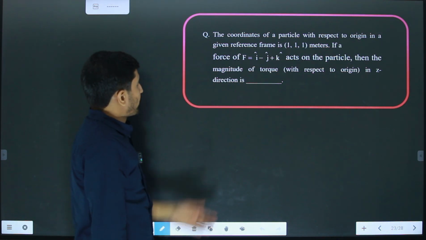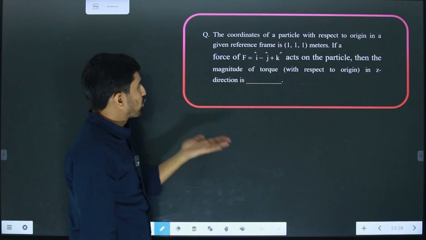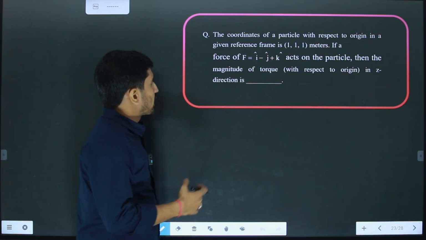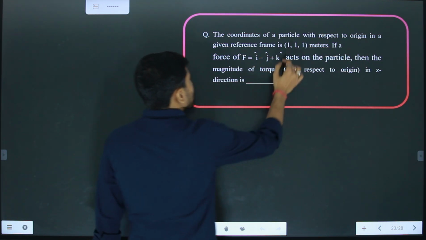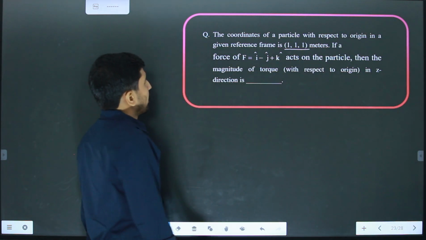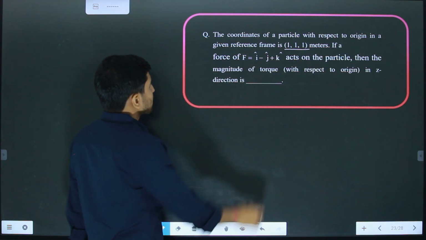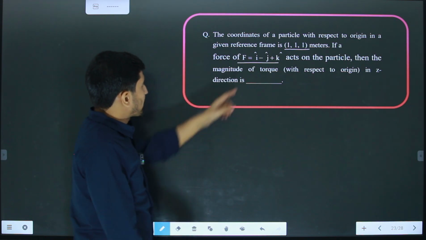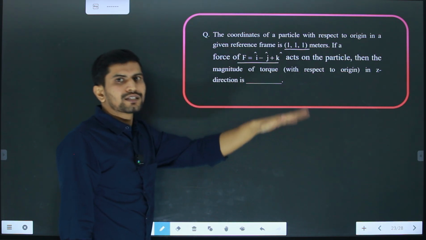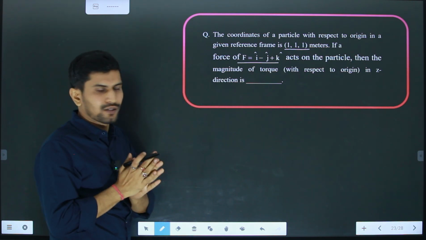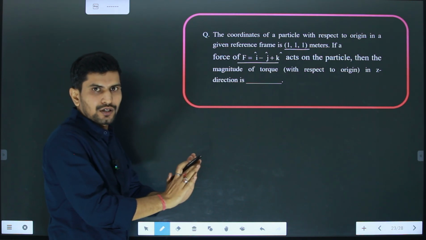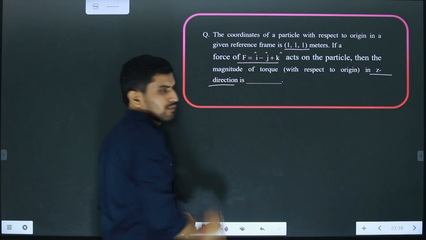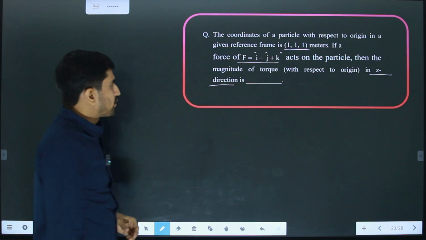Alright, we have again one numerical problem, a simple question, where we have to calculate one torque. The coordinate of a particle with respect to the origin of a frame is given by this one, and on this particle some force is acting which is given by this one. Now we have to calculate the magnitude of torque along the z-axis. We do not have to calculate the complete torque, we have to answer only the z component of the torque. Okay. Well, we have to calculate, right?